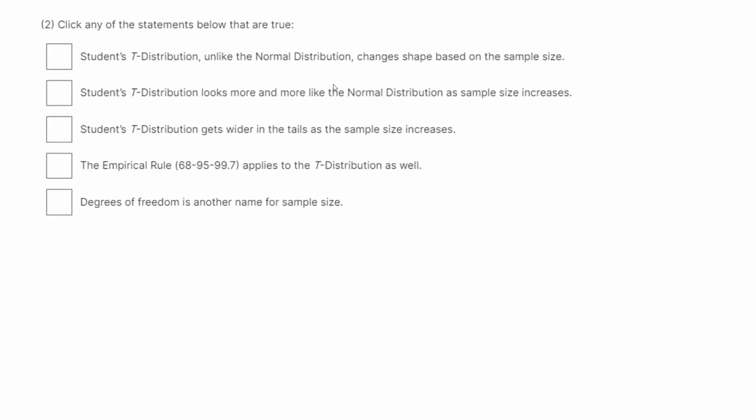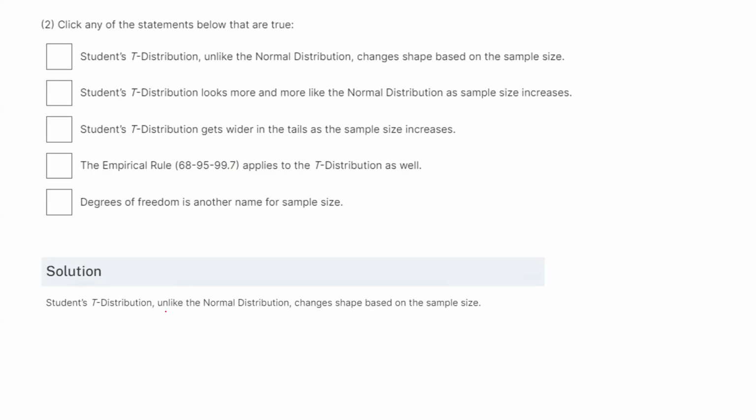Which one of these statements are true? Students' t-distribution, unlike the normal distribution, changes shape based on the sample size. Students' t-distribution looks more and more like the normal distribution as sample size increases. The students' t-distribution gets wider in the tails as the sample size increases. Remember, we defined empirical rule 68, 95, 99.7 rule applies to the t-distribution as well. And finally, degrees of freedom is another name for sample size.